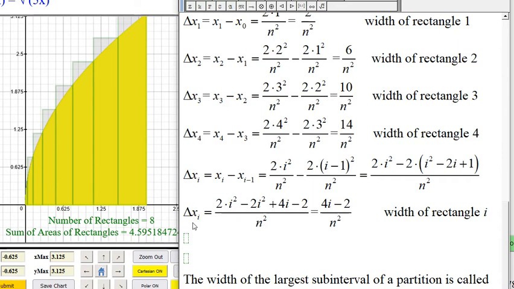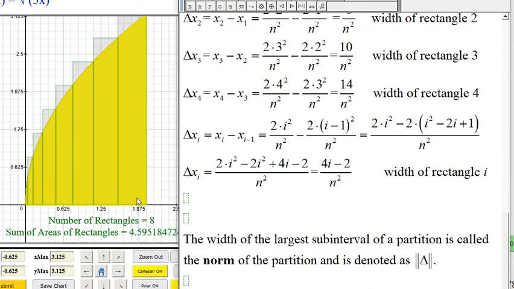And so, for example, if we want to know what is the width of the 8th rectangle, then it'd be 4 times 8 minus 2 dividing by 64. If we want to know what is the width of the 5th rectangle, then it'd be 4 times 5 minus 2 dividing by 64.